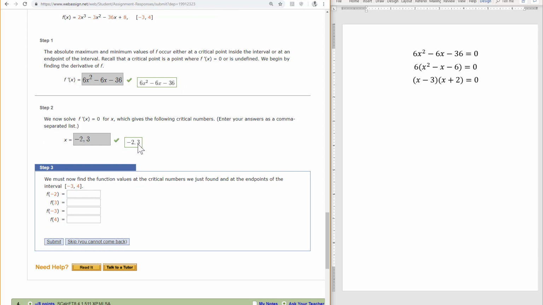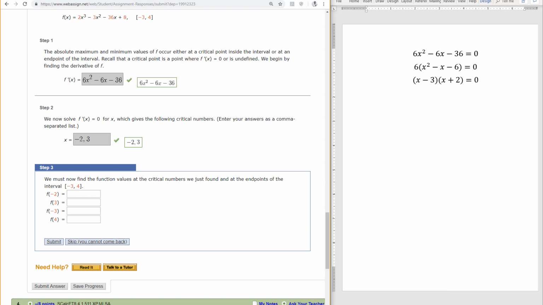Now, -2 and +3, are they within this interval -3, 4? It looks like they are, and so we want to find the y values at the critical points and at the endpoints. We weren't able to eliminate any of the critical points because they both fell within our interval. So we need to find out what happens in the original function at the critical points at -2 and +3, as well as the endpoints at -3 and +4.